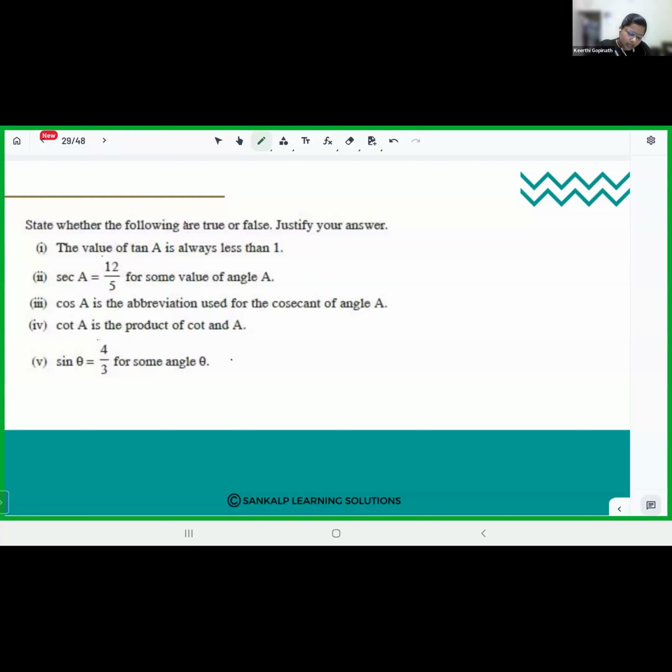We know that tan A is nothing but sin A by cos A. And we know the value of sin A is always less than 1. You consider the value of sin A as 1. Similarly, the value of cos A will always be less than 1, so take the value of cos A as 1 by 2. So 1 divided by 1 by 2 is nothing but 2. Is this 2 less than 1? No, right. 2 is greater than 1.